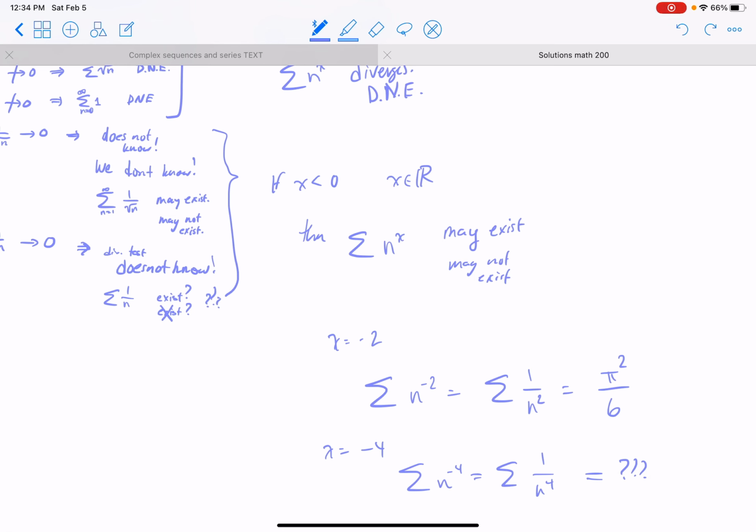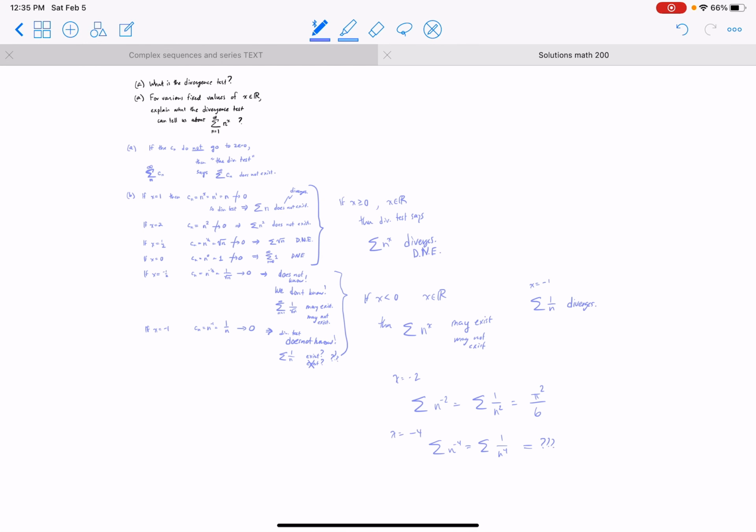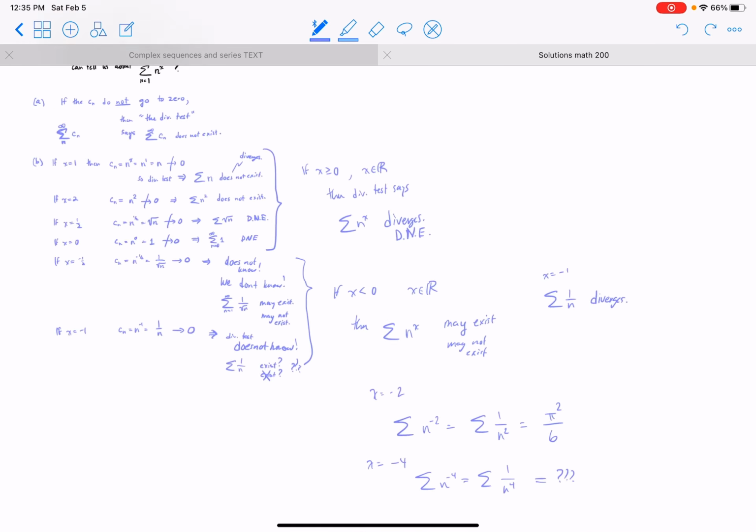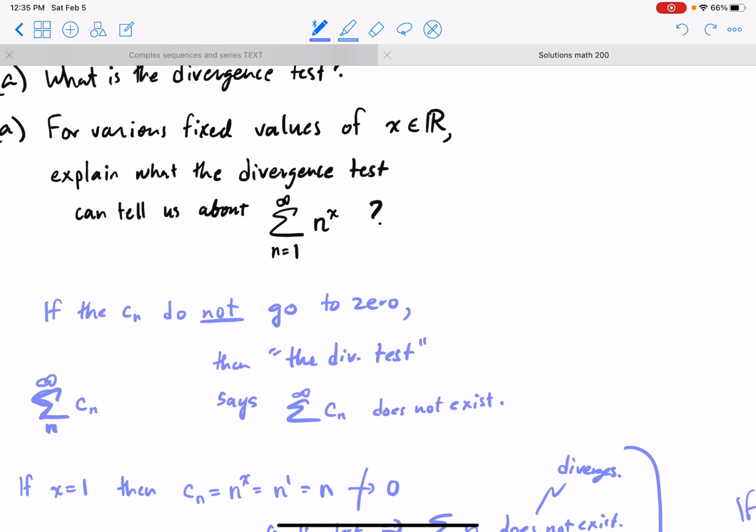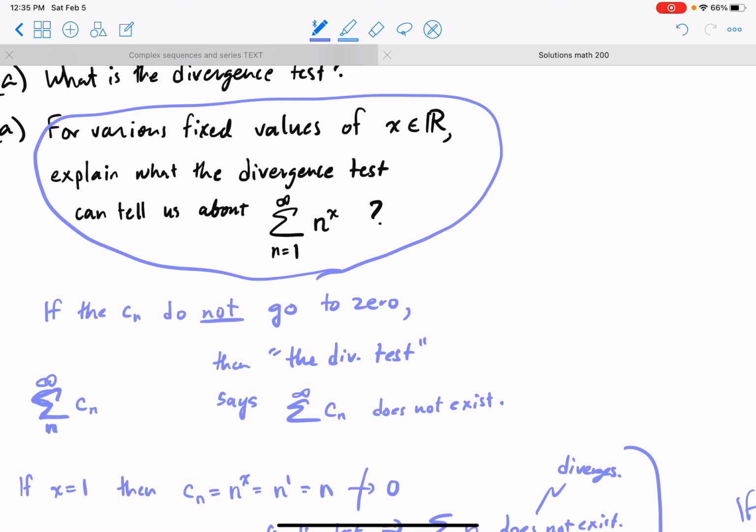And actually, when x is negative, here we're seeing that it will exist, that these sums will converge. But when x is -1, the sum of 1 over n, we'll actually later show this, it diverges. Okay? But the divergence test couldn't tell us any of that. All it could say is it may exist or it may not exist. For various values of x in the real numbers, explain what the divergence test can tell us about this infinite sum? And basically, our answer was when x is greater than or equal to 0, it says that it diverges.